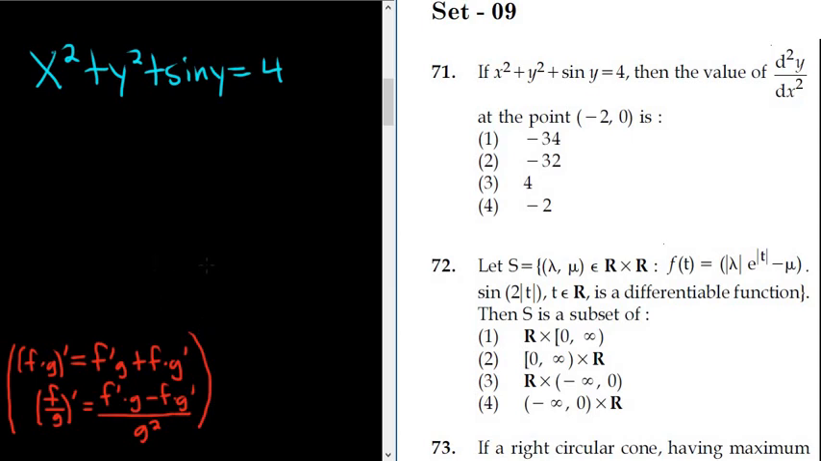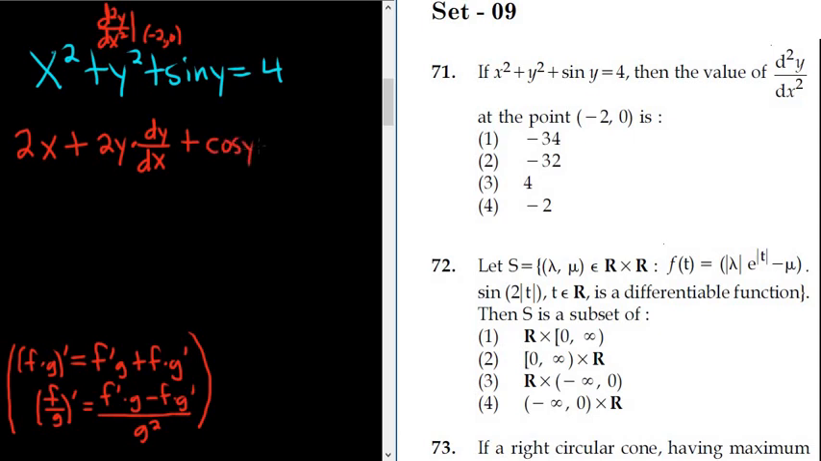All right, so we need the value of the second derivative, evaluated at the point negative 2 comma 0. So we'll start by just taking the derivative of both sides with respect to x. The derivative of x squared is 2x. The derivative of y squared is 2y times the derivative of the inside function, which is dy dx. That's the chain rule. We're using implicit differentiation. Plus the derivative of sine is cosine, so you get cosine y times the derivative of the inside, dy dx. And the derivative of 4 is 0.